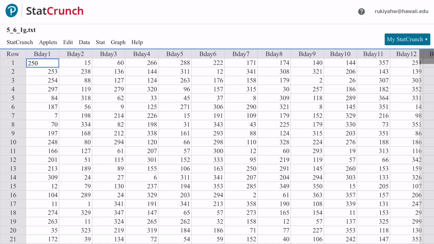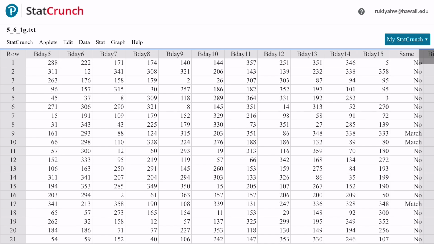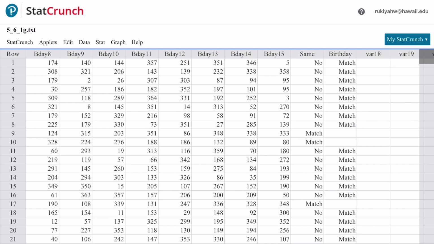Now, the second question is, did this first simulation result in at least 2 people sharing the same birth date? So notice the first column here is the amount of rows that we have, and that's the amount of times that the simulation is repeated. So we're going to have 2,000 rows. And then looking at each column here, we have B day 1 through 15. So these are the 15 people in this first row here, and it has all of their birth dates.